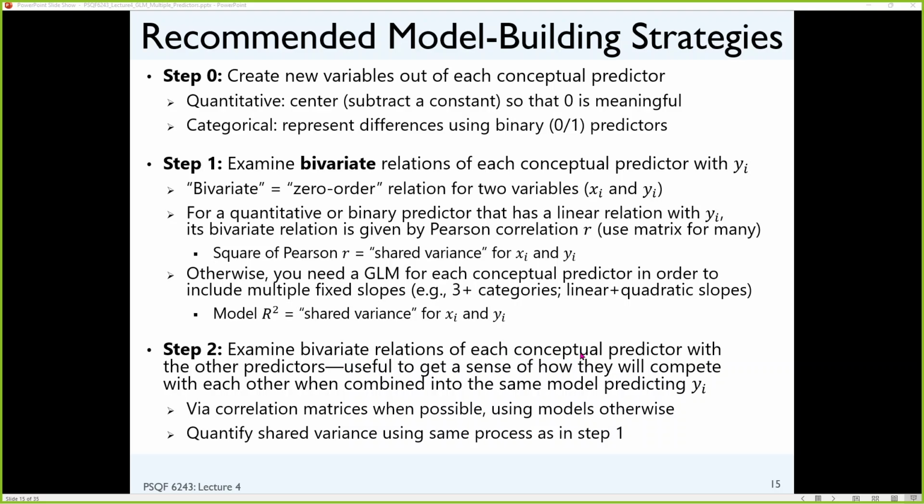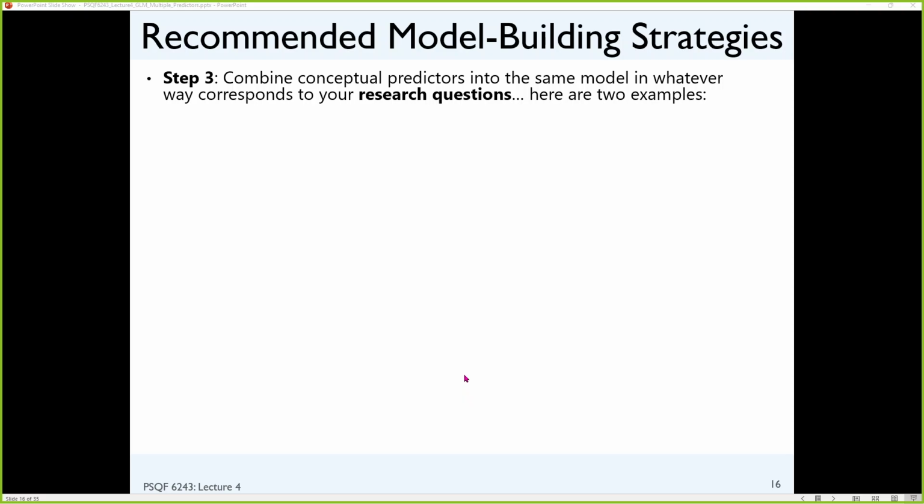I would then look at the relationships among the predictors. If you have predictors that are very highly related, they are going to fight against each other. And you probably won't be able to use both of them because they'll kind of knock each other out in terms of what they each bring to the table uniquely. And you can quantify shared variance among your predictors using these same steps.